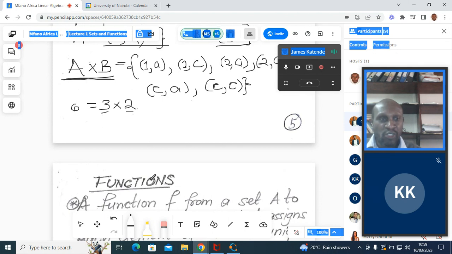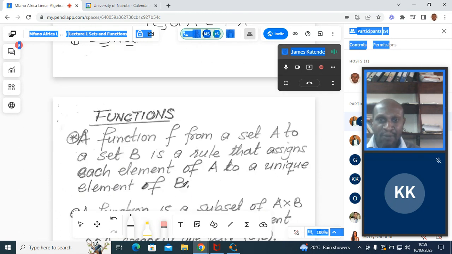We'll go to functions, because we need functions to be able to describe a few more ideas for sets. So before we say more about sets, we'll talk about functions first.